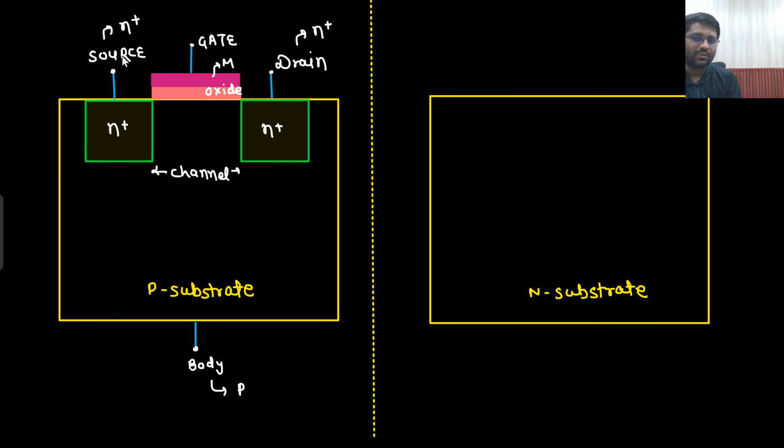Gate, source, and drain. What will be the use of gate? It will be controlling the current flow, or better I should say, it will be controlling the charge carrier flow. What will be the use of source? From the source, charge carriers will go out. Then they will travel through the channel and get inside the drain.